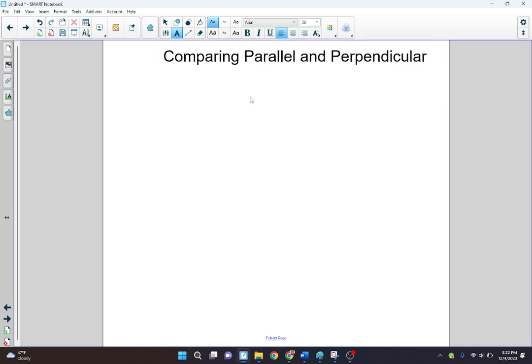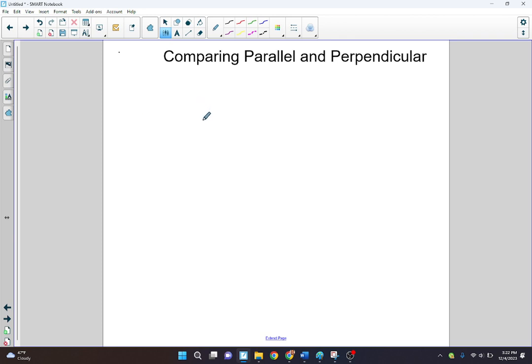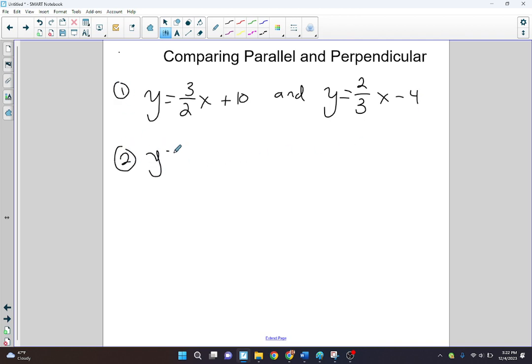Thank you. So the last question on the test will be just comparing two equations, and then you telling me if they're parallel, perpendicular, or neither. So for example, I'll show you: y equals 3 over 2 x plus 10, and y equals 2 over 3 x minus 4. Let's call that number 1, and this number 2. Y equals 4x plus 1, and y equals negative 1 over 4 x plus 2.